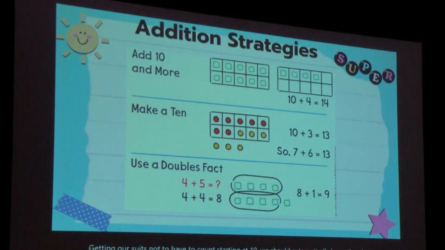We also use a lot of doubles facts and doubles plus 1. So you will see where they can do 4 plus 4 equals 8, and then they have that additional 4 plus 5, which shows our additional 1 that will give us 9.